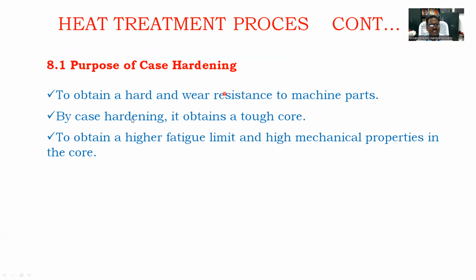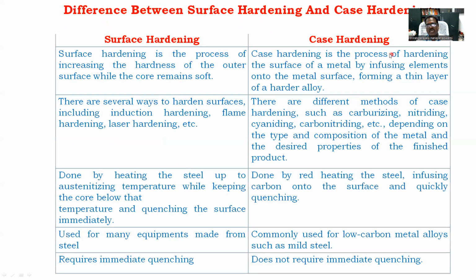Purpose of case hardening: to obtain hard and wear resistant machine parts. By case hardening, it obtains a tough core, giving a higher fatigue limit and high mechanical properties in the core. The difference between surface hardening and case hardening: surface hardening is the process of increasing the hardness of the outer surface while the core remains soft.